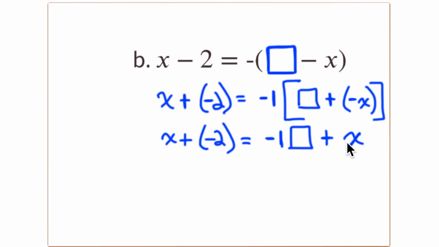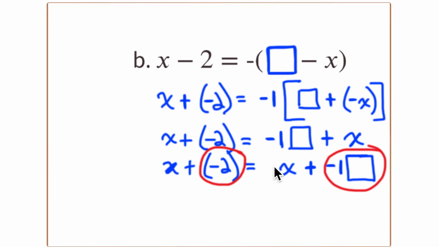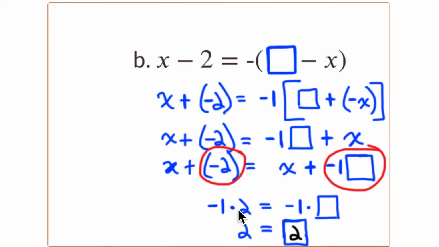So now I can use the commutative property and rewrite this so it looks very much like what's on the left. I just move this x over here, move this negative 1 times this unknown over here. So that shows me that this is negative 1 times 2, and over here, to make them equal, this has to be a 2. So I subtracted the x from each side, or added a negative x, same thing, to each side to get rid of it, and I'm left with negative 2 equals negative 1 times this unknown.